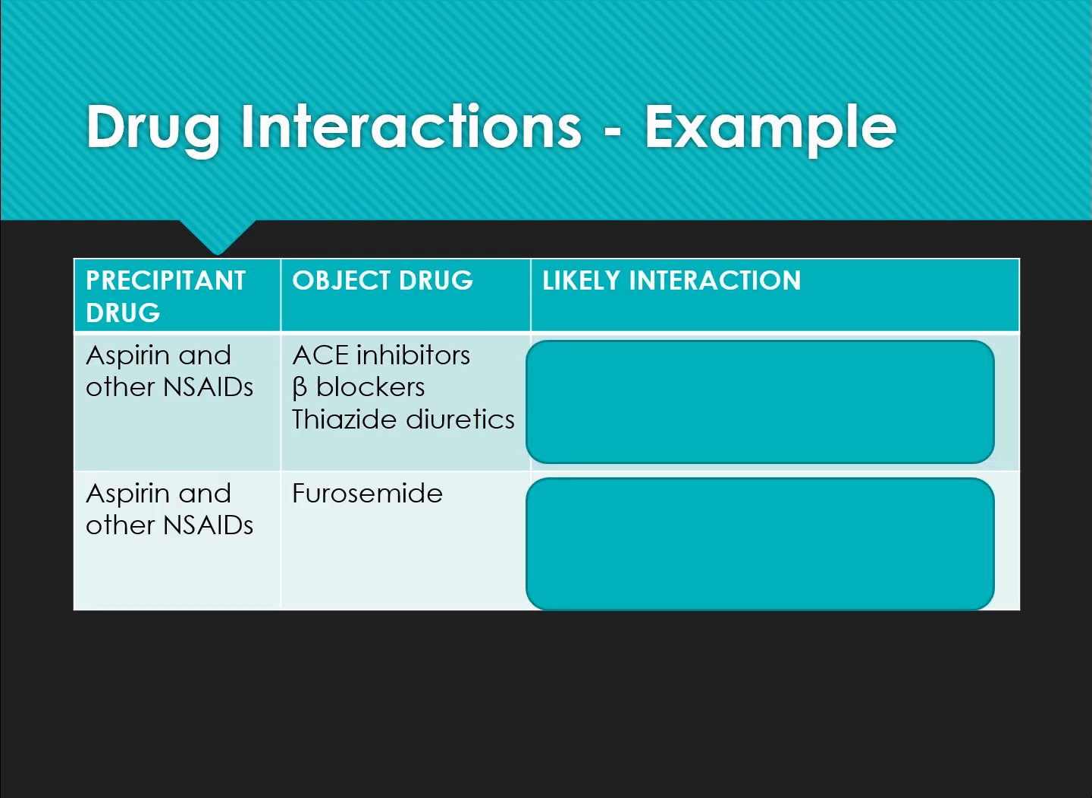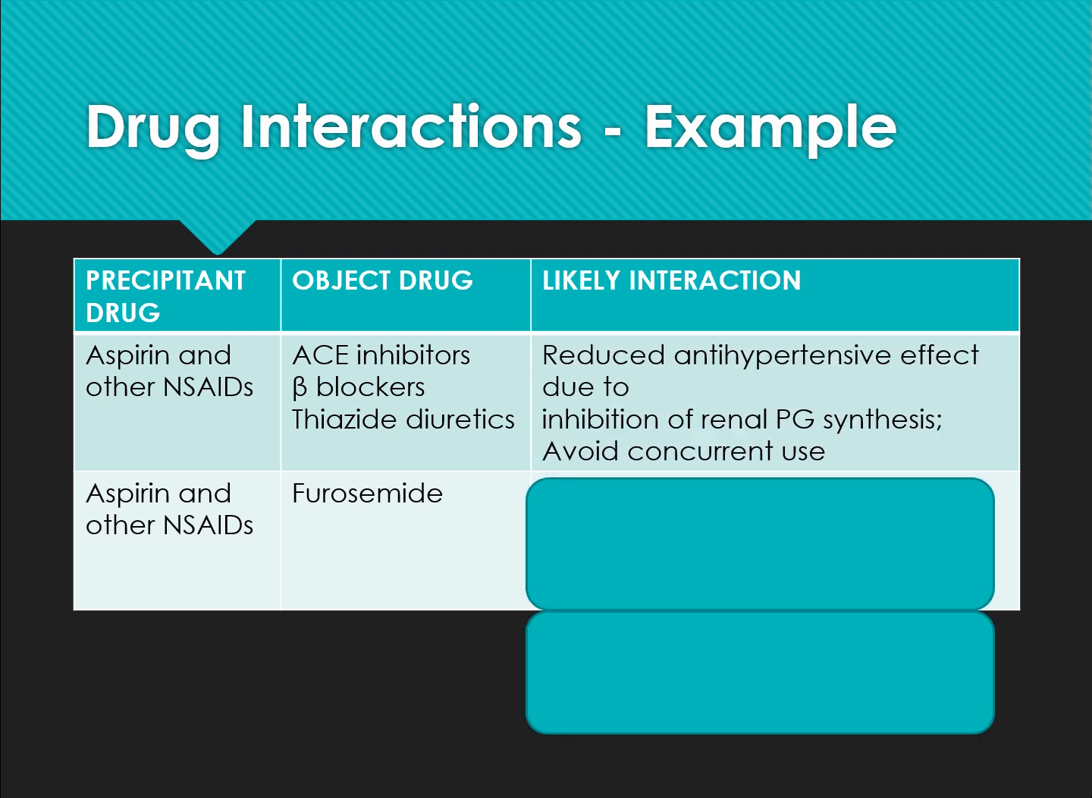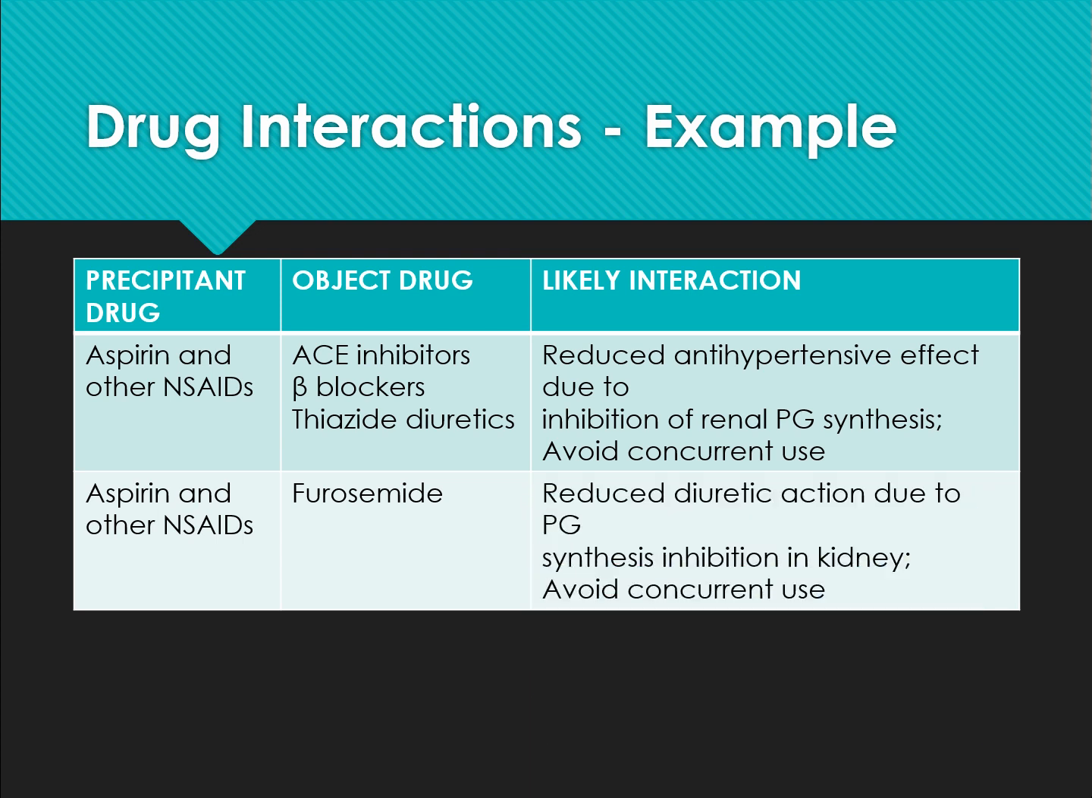Aspirin and NSAIDs can cause decreased prostaglandin production and thereby reduce the pharmacodynamic effect of ACE inhibitors, beta blockers and thiazide diuretics, because prostaglandins play a major role in the physiology of kidneys. When the prostaglandins are eliminated from the kidneys, these drugs cannot function normally. Similarly, aspirin and other NSAIDs reduce the diuretic action of furosemide by reducing prostaglandin synthesis. That's all about drug interactions. Thank you.